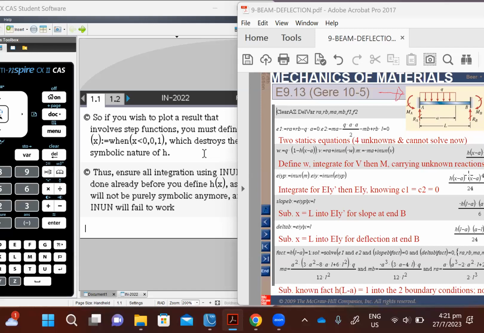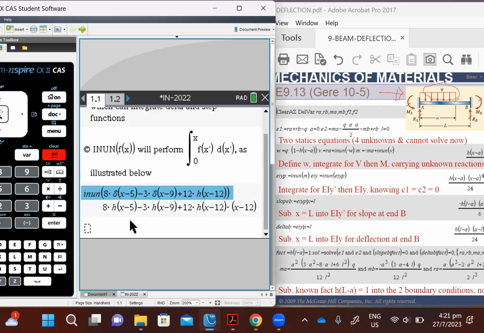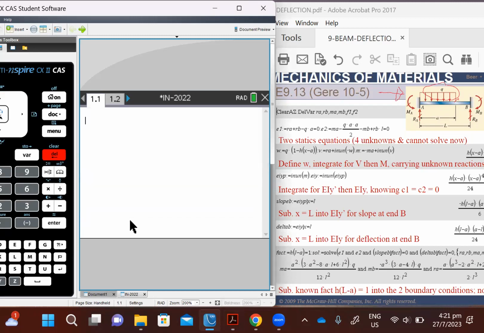In this example, I'm going to explain how you can solve this indeterminate beam problem with two fixed ends and a load that disappears at x equals a. And it's a UDL. So first, I have opened my integration program, INUN. Let me erase all the explanations as comments.